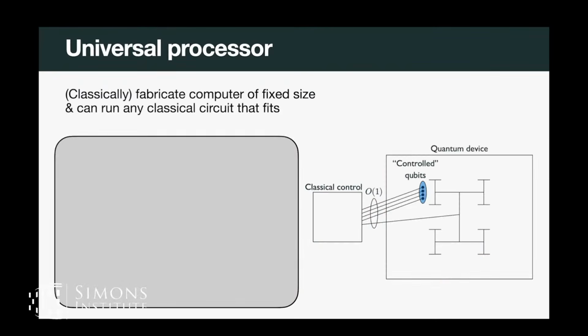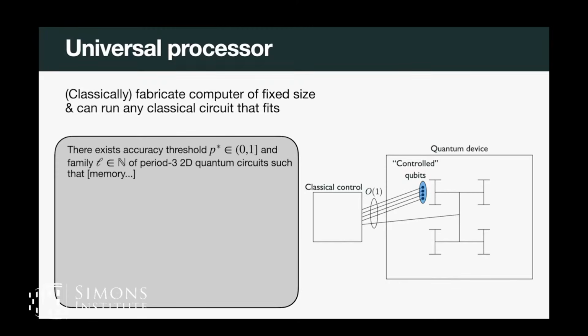OK, so now I'm ready to give you a processor. Remember that classically, we fabricate some computer chip, and it runs any circuit of some fixed size. I have some memory, that's the maximum amount that I'd like to run. And also my chip has some error rate. It can't keep running forever. So there's a maximum size of computation that I can run. And that's fixed at the time that I actually fabricate the chip.